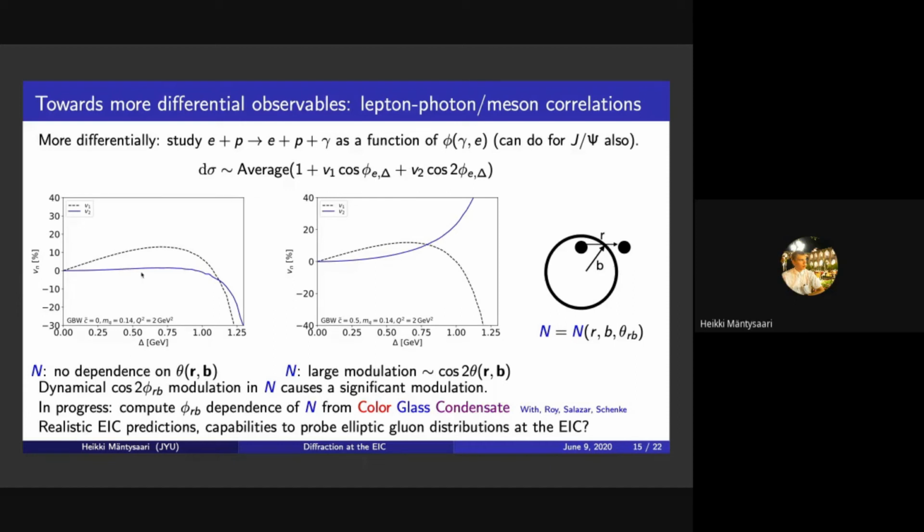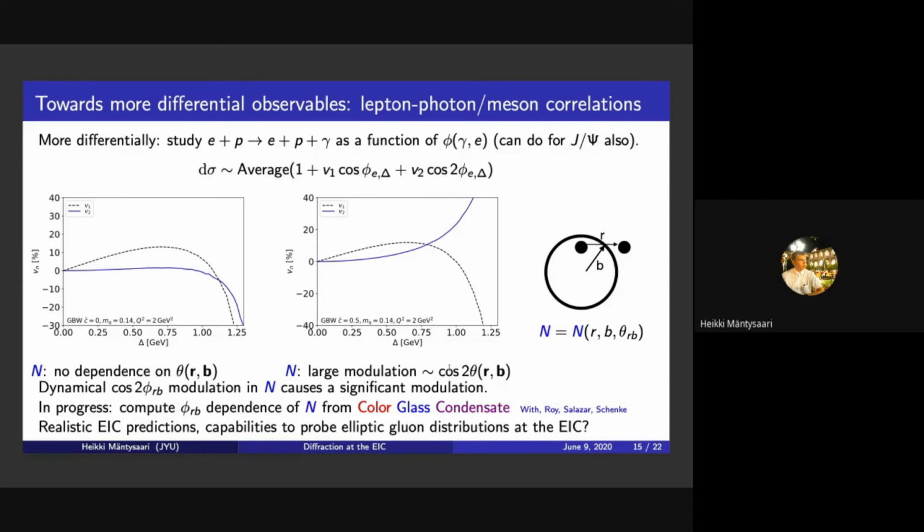On the left, again, is the case where there is no dependence on the angle, or the orientation of the dipole in the scattering amplitude. Then the elliptic modulation V2 is basically 0, and then you see a very different behavior when some modulation is included in the coordinate space, corresponding to an elliptic gluon TMD, which is included in the calculation.